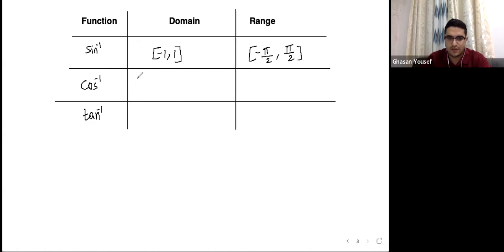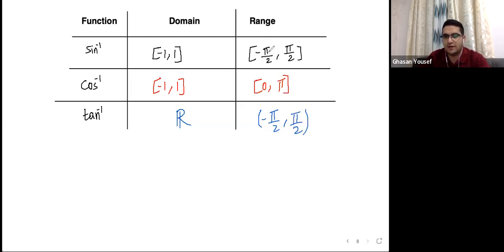For the cosine inverse, the domain must be from -1 to 1, and the range is from 0 to π. And for the tan inverse, the domain is all real numbers, and the range is from -π/2 to π/2, but it is different from the sine inverse: there the endpoints are included, but here the endpoints -π/2 and π/2 are not included.